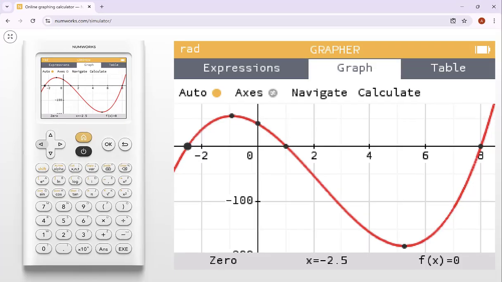I could do it from the home screen, or if I just type 7, then I'm staring at my calculator and I just hit 7. X equals 7, enter, y equals negative 114.